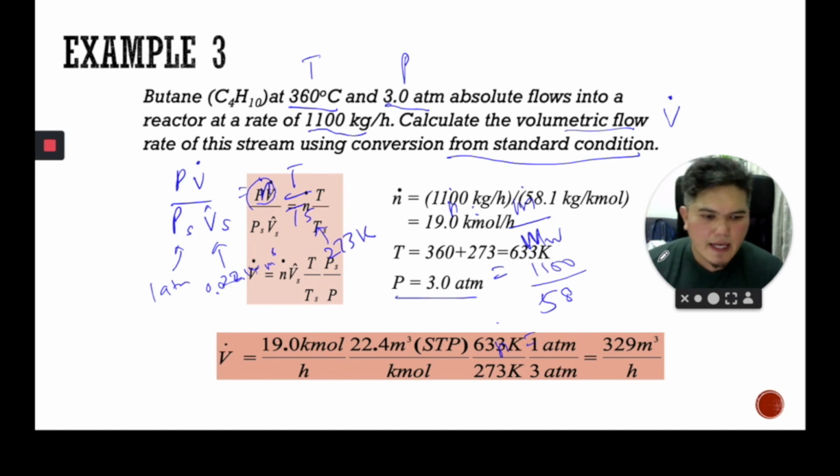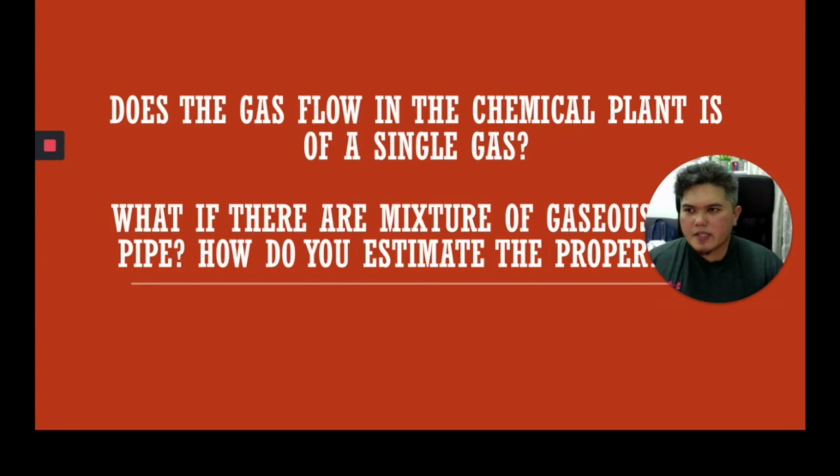Let's look at the next video, where we're going to see some other information that we need to know, especially on ideal gas mixtures. Let's say now you have a mixture of gases, not only one single gas, so how do we solve the problem? Does the gas flow in a chemical plant consist of a single gas? What if there is a mixture of gases in a pipe? How do you estimate the properties? This will be our challenge.